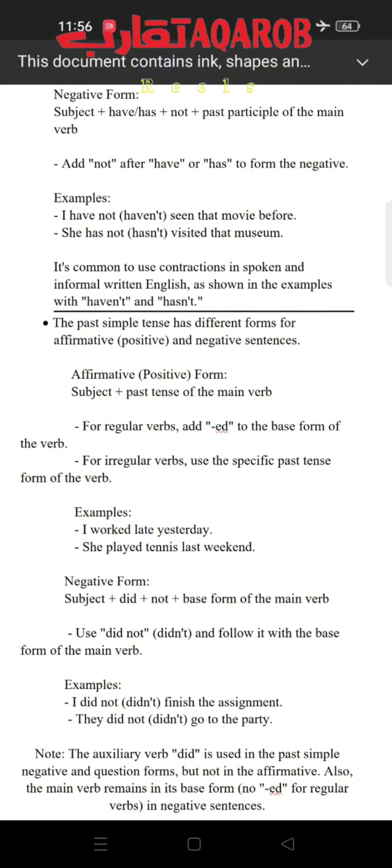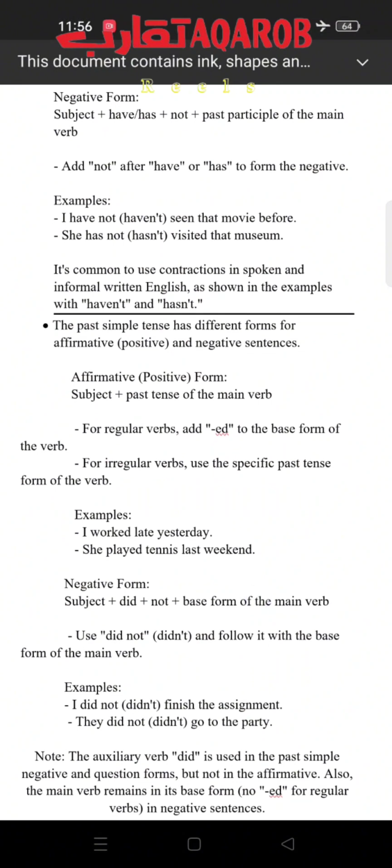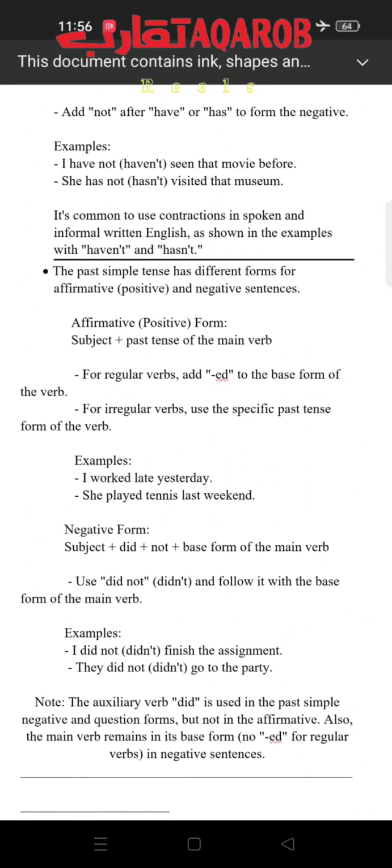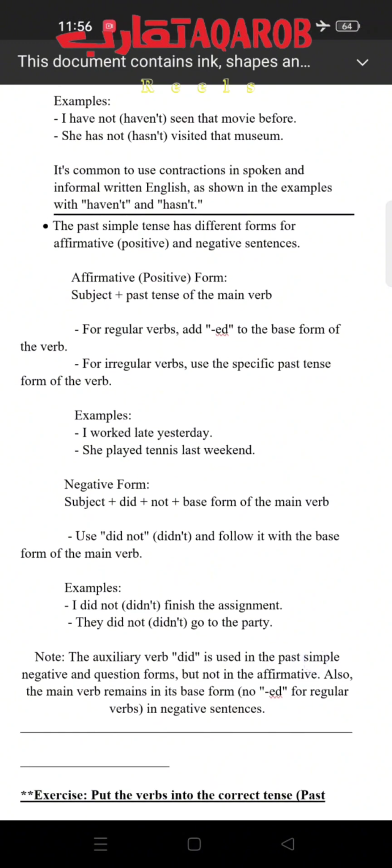Now the negative form of the present perfect simple. We start with the subject, then have or has. After have or has, we write not. So not is placed after have or has. After not, we use the past participle of the main verb. Add not after have or has to form the negative. Examples: I have not or I haven't seen that movie before. She has not or she hasn't visited that museum.